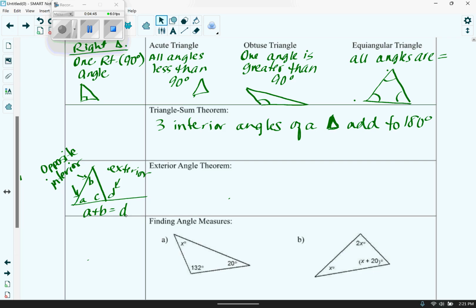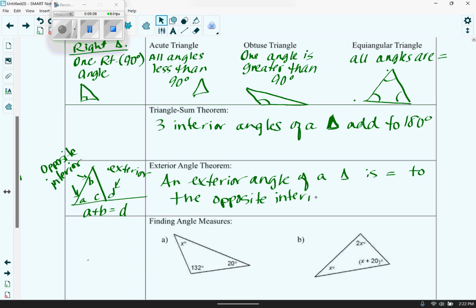So in this case, an exterior angle of a triangle is equal to the opposite interior angles added together.